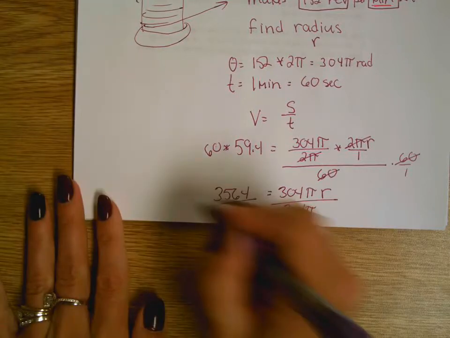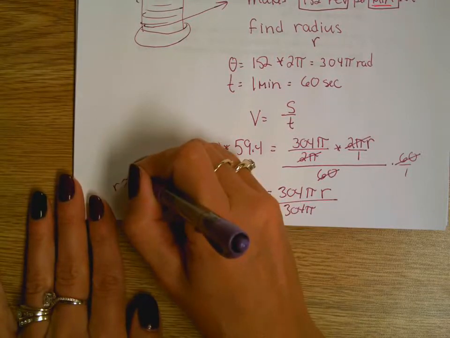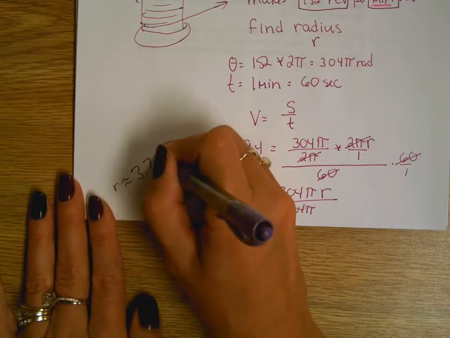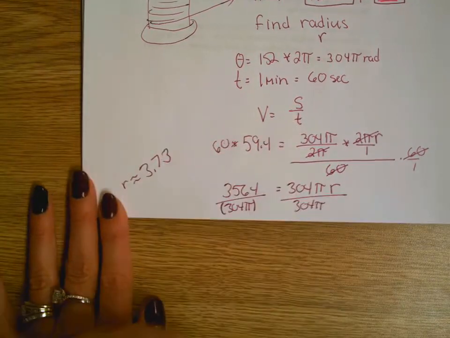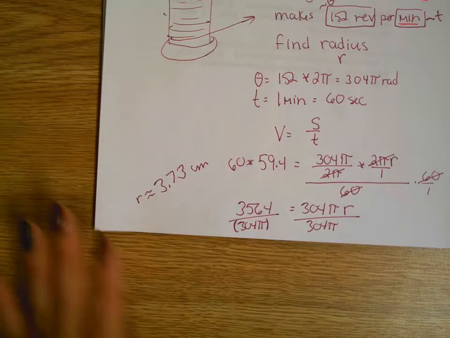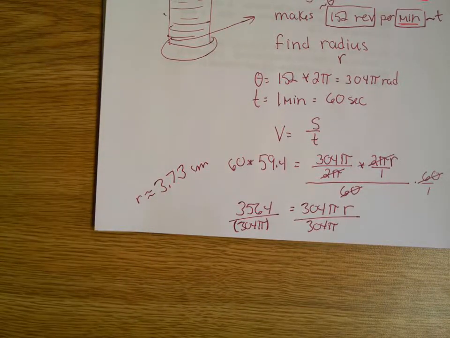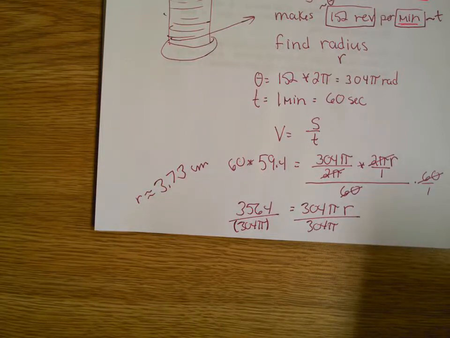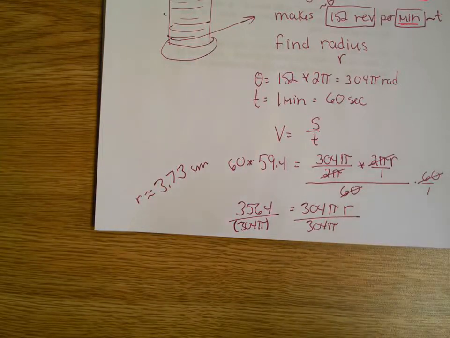So about what is the radius? 3.73. What unit? Centimeters. Short. Yeah. I don't think you can hold that much string. Oh, sure. There's thousands of yards on this little spool. I don't know how many yards are on there. It's going to run out fast. It's small.